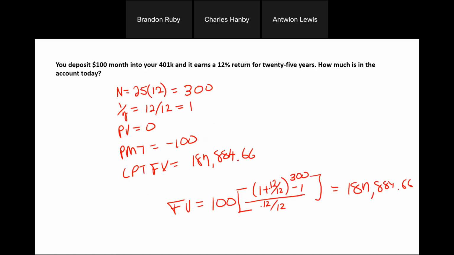So when you start using the payment function, like I said, the calculation gets a lot more complicated. So, any questions there?